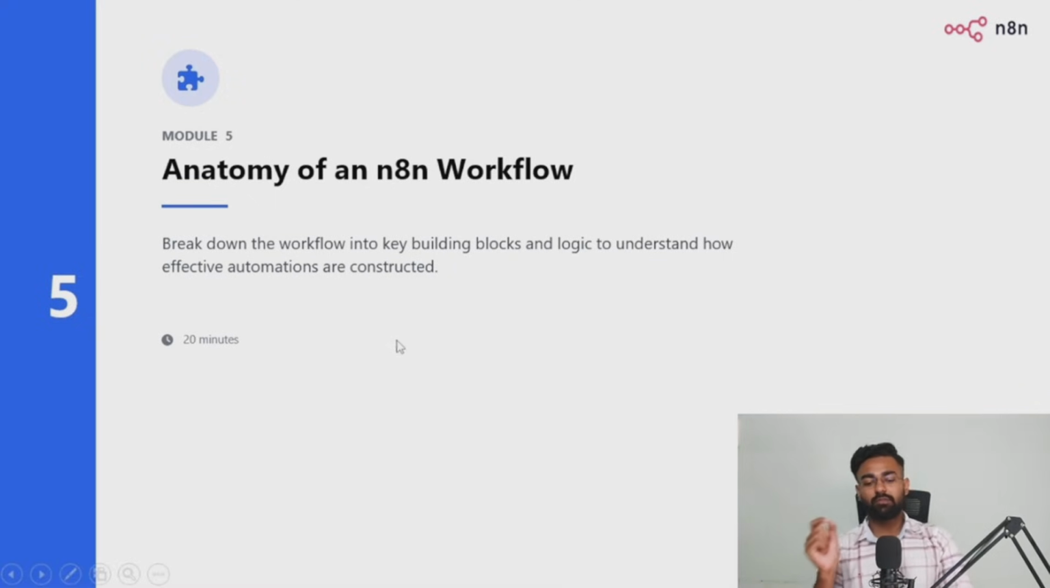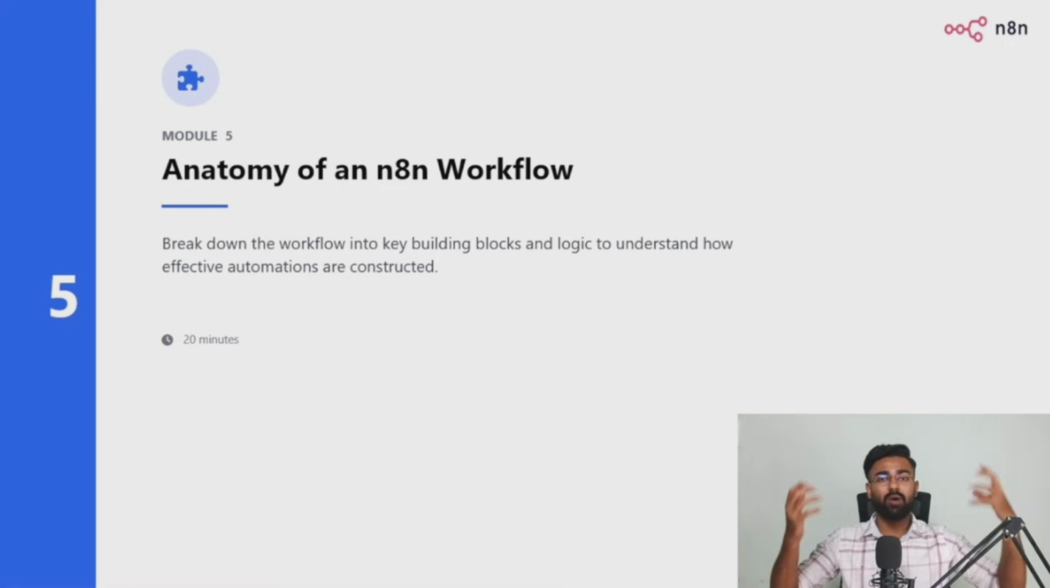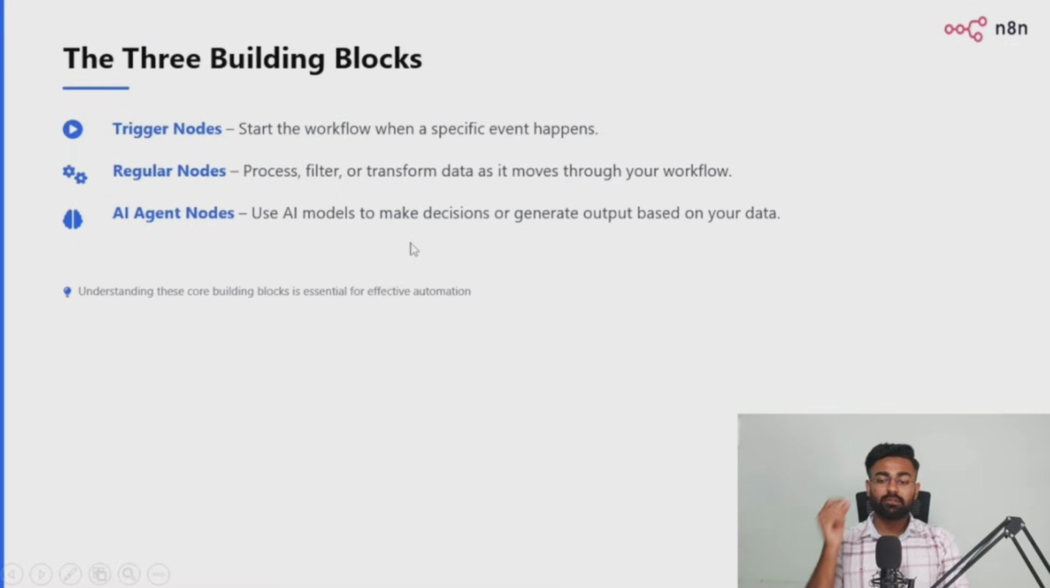Let's break down the workflow into key building blocks and logic to understand how effective automations are constructed. Now we have understood how we can build a simple 3 node automation, but how do we logically think of building something much bigger, much more advanced? The 3 building blocks are: 1, trigger nodes, which you already know about; 2, regular nodes, which you've already seen, like the Google Sheets, Gmail and all of those.